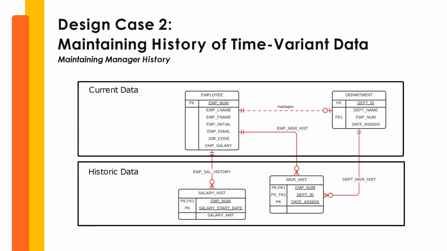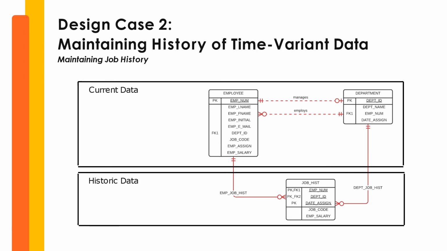In this case, the historic data refers to the salary history of the employee. If you would like to extend the previous example to also capture the history of the managers of the employees and the departments, you can do that by adding a manager history entity and capturing their primary keys as a foreign key in the manager history. And as a final example, we are creating a new entity, job history, that captures the history of the job or the position of an employee within the department and within the company.